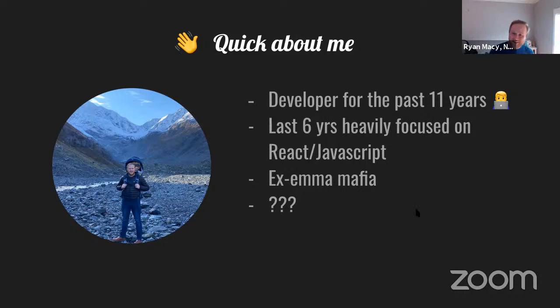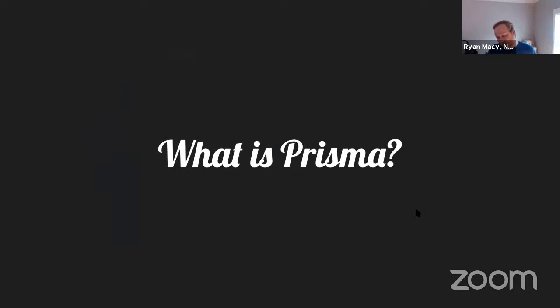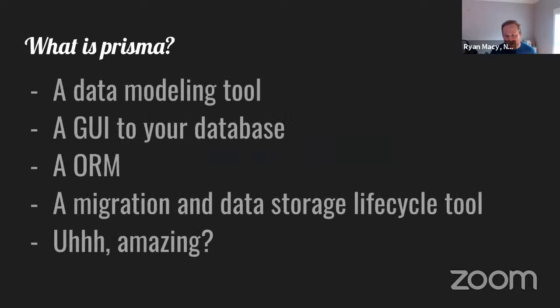Oh man. So what I'd like to discuss today is what Prisma is, and, to keep true to the friendly conversation, I'll talk about this more. There are some really incredible things that Prisma does. It does a lot of different things, and there's a lot of ground to cover. It's a data modeling tool. It can be a GUI for your database. It's an ORM. It's potentially a migration and data storage lifecycle tool. And it's basically amazing. It's really, really cool.